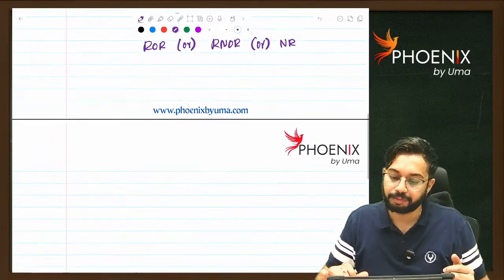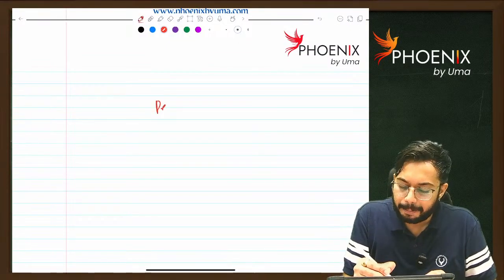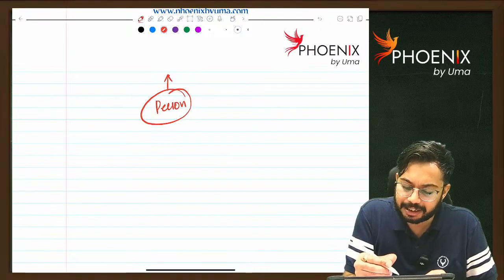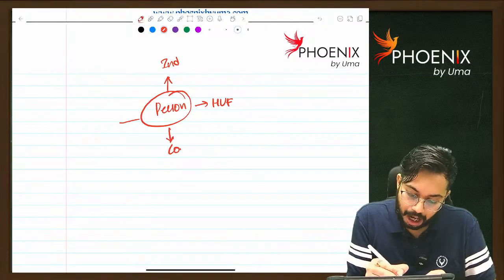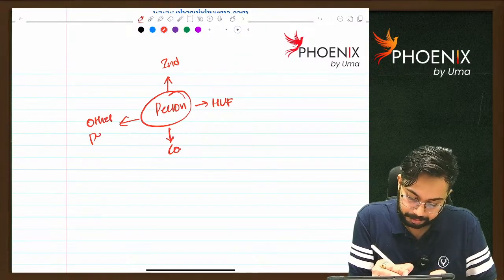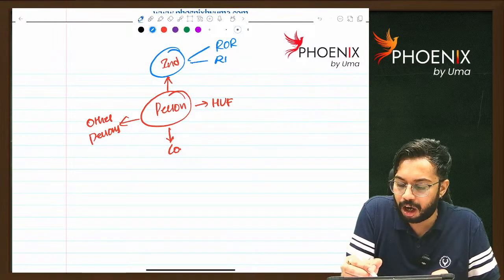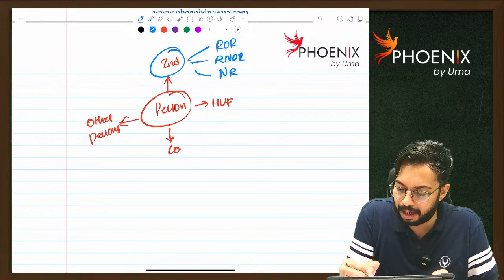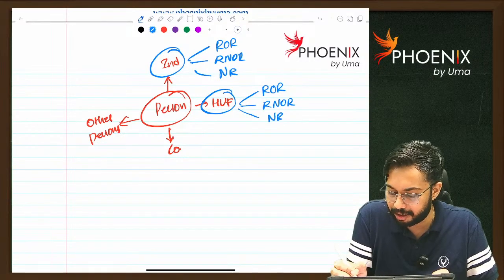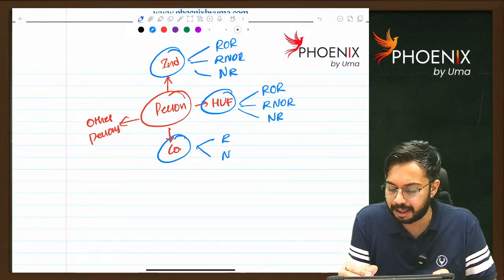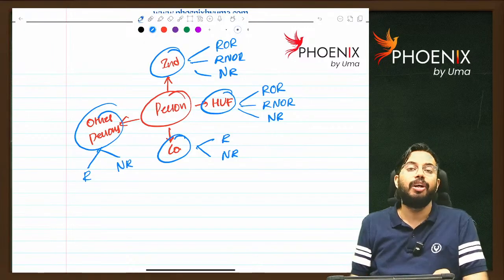Now, for the purpose of determining residential status, a person is classified into four categories: individual, HUF, company, and other persons. Individual has three statuses. An individual can become ROR, or RNOR, or NR. HUF also can become ROR, RNOR, or NR. Company has only two statuses. A company can either become resident or non-resident. Other persons also can either become resident or non-resident.